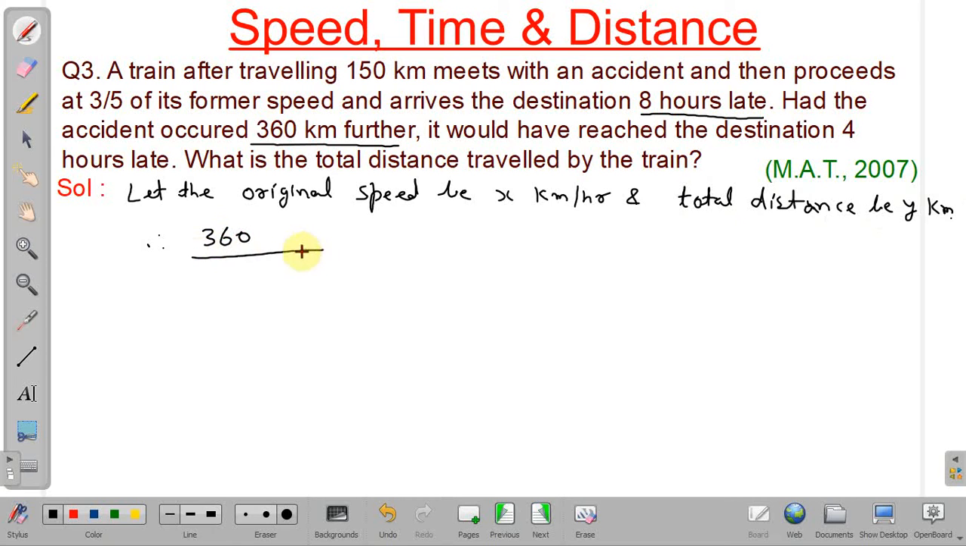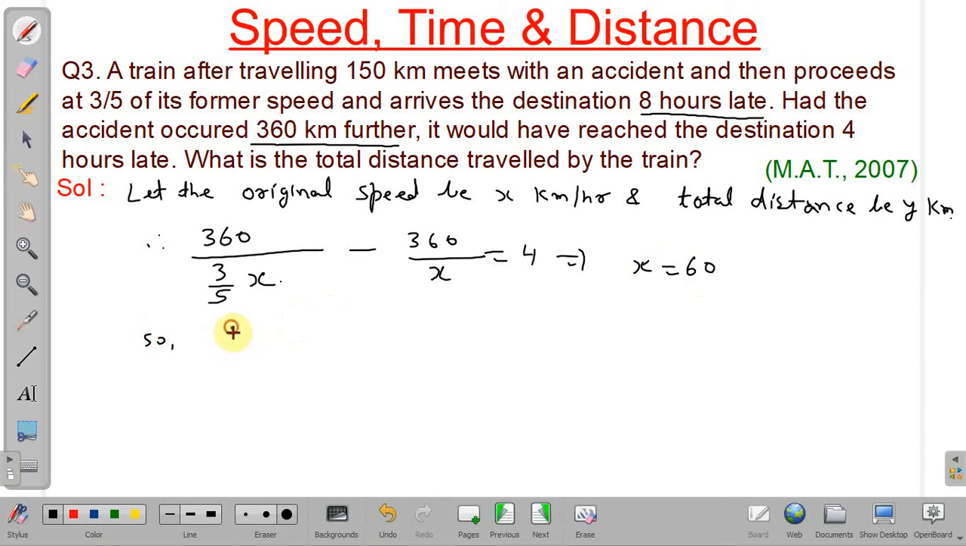360 with reduced speed it will take time 360 divided by 3 by 5 times of original speed, minus 360 by original speed x, so time difference will be 4 hours. So solving this we will get x equal to 60. Okay, so original speed is 60. Now total distance we have assumed y kilometer. So after 150 kilometer accident will happen.